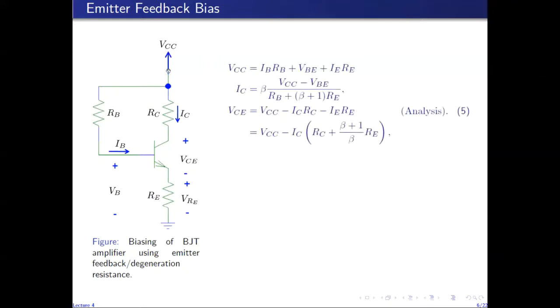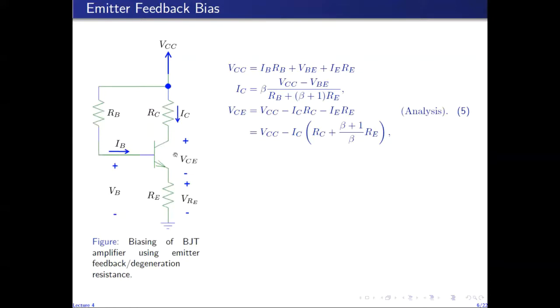So we can write the KVL, the voltage equations around this loop, which is given by this equation. So VCC equals the drop across RB plus the drop across VBE plus the drop across RE. And then we can relate IB and IE to IC through beta and invert this equation to find the expression for IC, the output collector current.